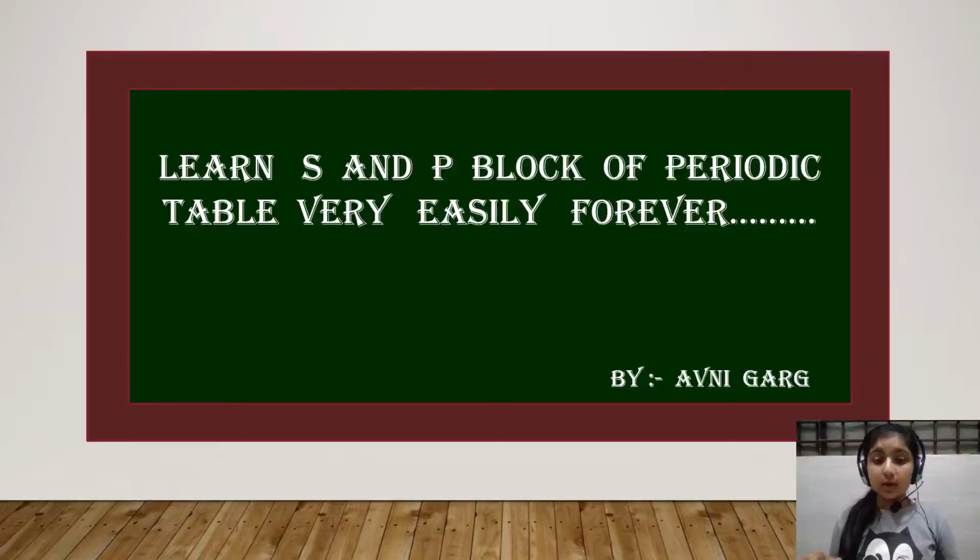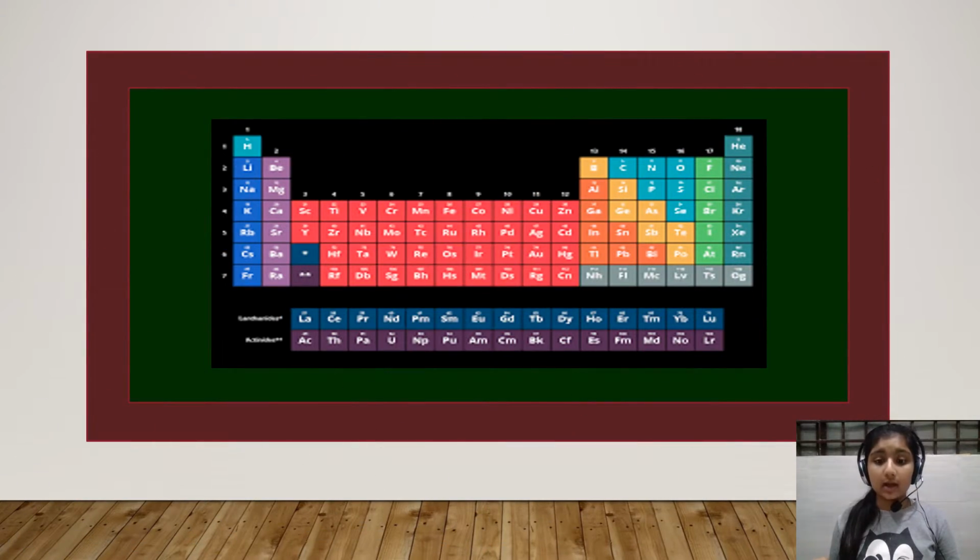So generally, the normal periodic table looks like this, and it is similar everywhere. You may find different colors in the blocks, but the structure is almost the same in all the periodic tables.